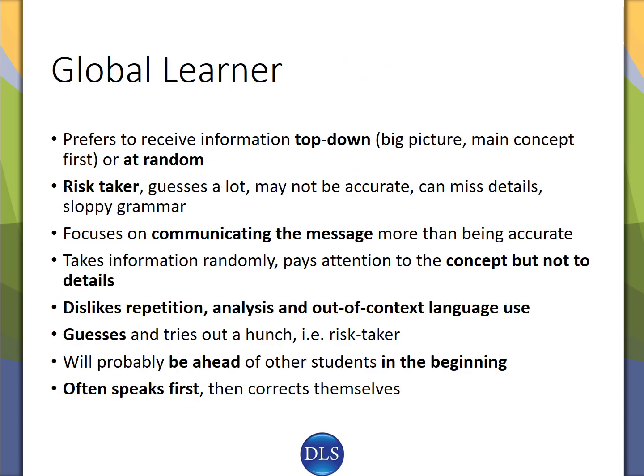On the other hand, global learners like to learn about the big picture first. This is also called top-down learning. They are comfortable taking risks and guessing. They are often not as accurate, and their grammar can be sloppy. Global learners are more concerned with being understood and communicating their message than in saying something that is 100% correct. They do not like repetition and using language out of context. They are comfortable guessing when they do not know the answer and tend to speak before they think, so they may say something and then correct themselves. They are usually ahead of sequential learners in the beginning.